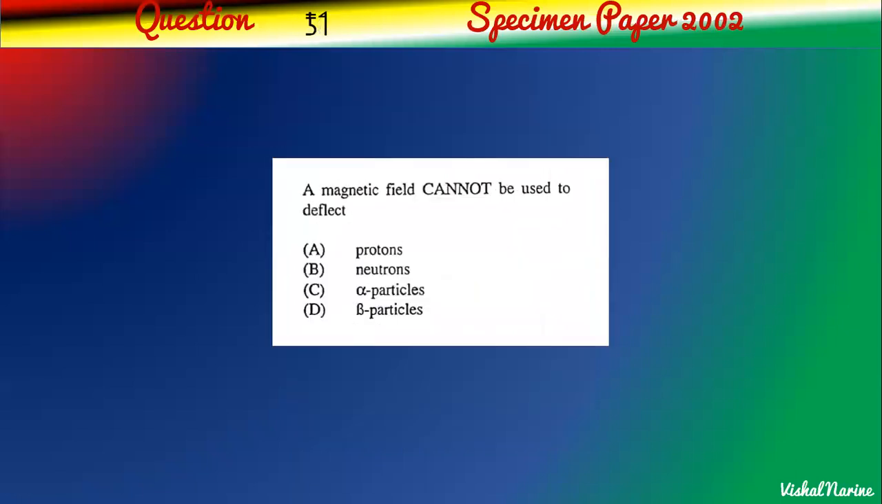Question 51, which a magnetic field cannot be used to deflect. So which one of these are not going to be deflected by a magnetic field, meaning that it is neutral? So we know that neutrons are neutral, all right? So that answer there is B.